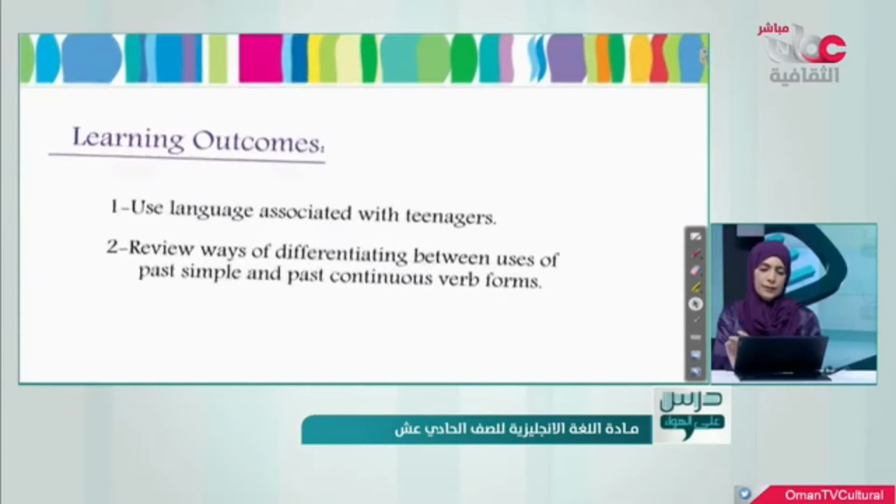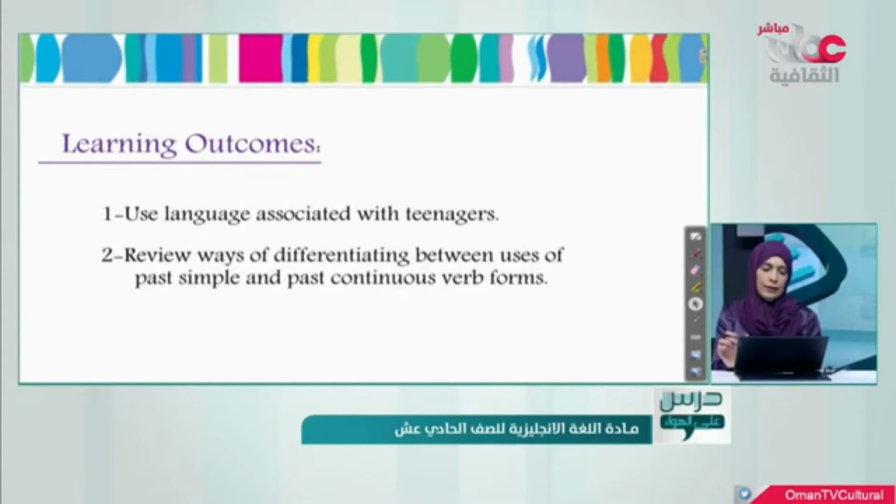This lesson is supposed to cover those two learning outcomes. So at the end of this lesson, students will be able to use the language associated with teenagers, and they will review some ways of differentiating between uses of past simple and past continuous.